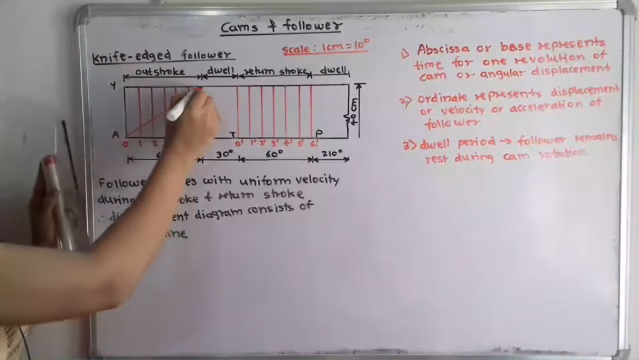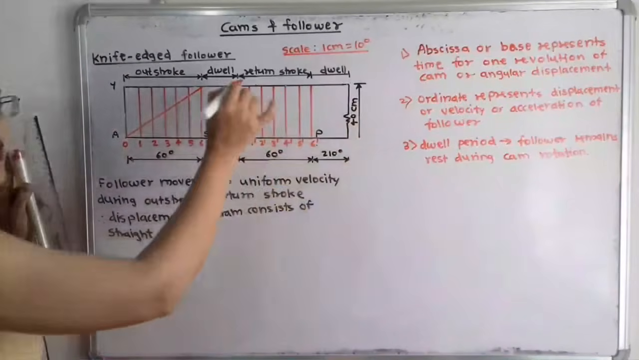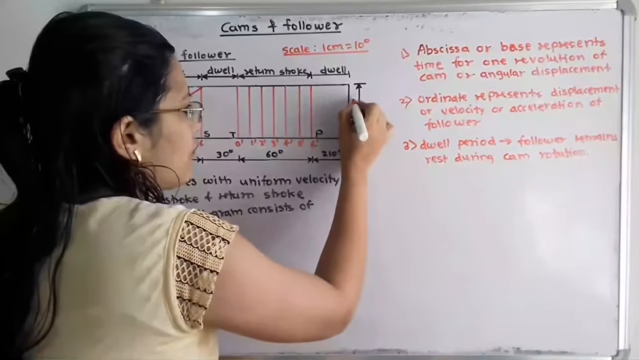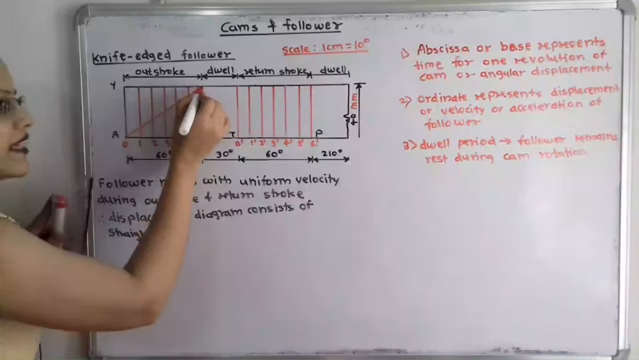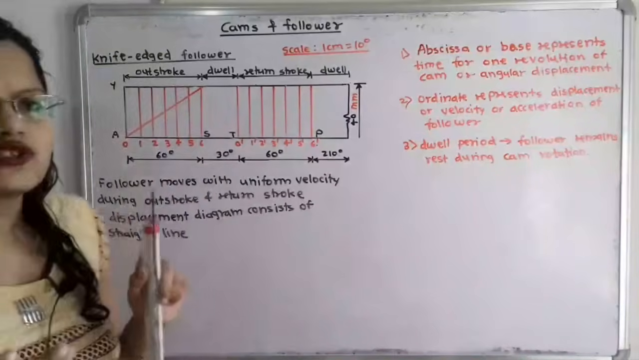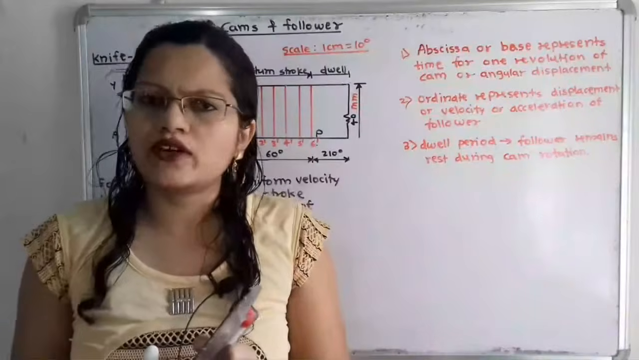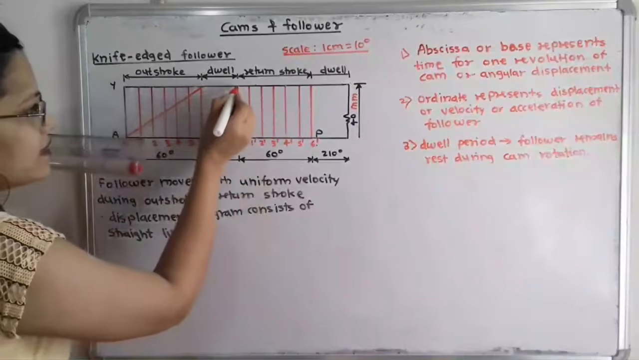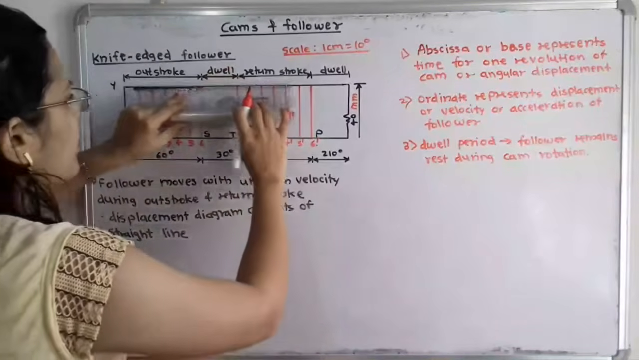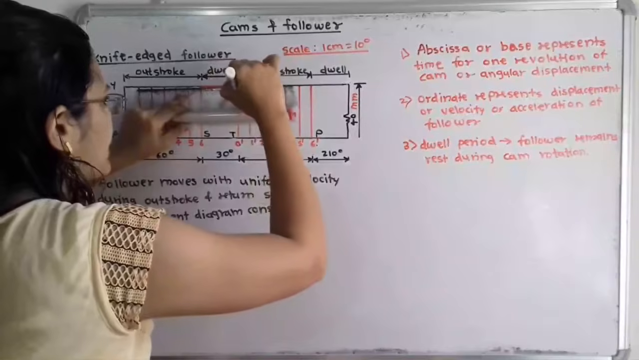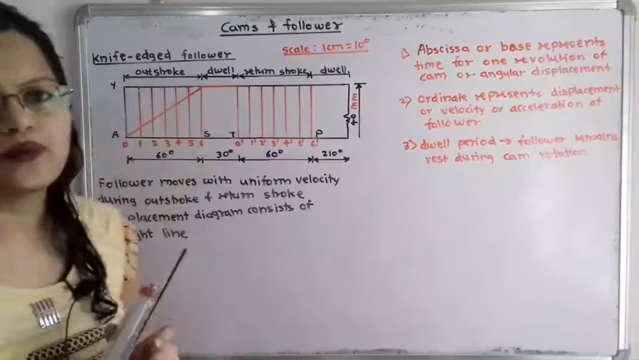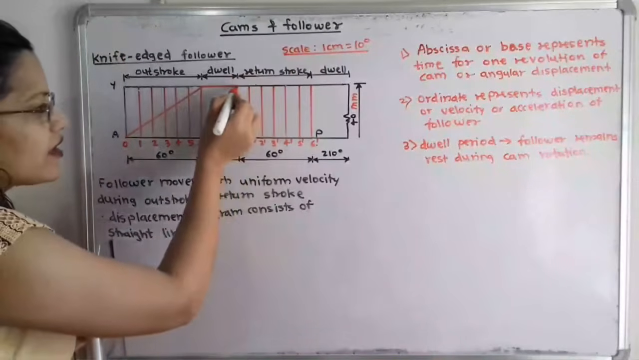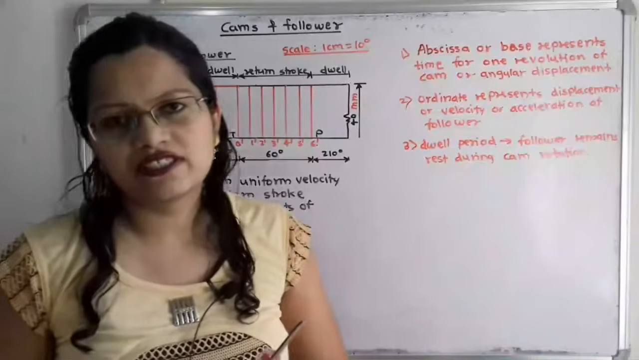Now when the follower is at this stage, that is the stroke of 40 millimeter is there. When the stroke of 40 millimeter is completed, then suddenly there is the dwell period. In the dwell period there is no movement of the follower, so it remains constant. So I have to extend this point up to the starting point of the return stroke, because in the dwell period there is no movement. Then what is happening in the return stroke? The follower is again coming back to its original state.